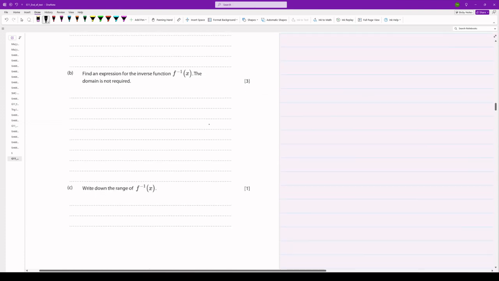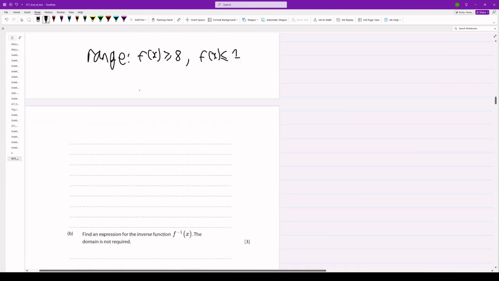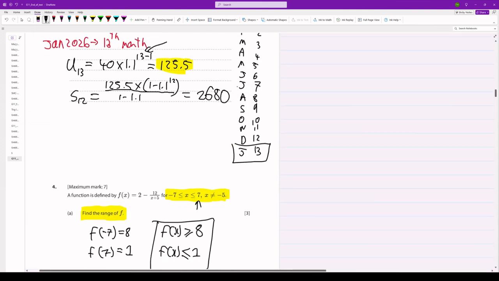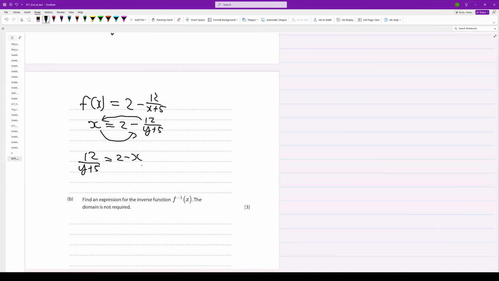Okay, find an expression for the inverse function, f minus 1. The domain is not required. Yay. f of x is equal to 2 minus 12 over x plus 5. Don't quite trust my memory. Minus 12 over x plus 5. Yep. So the trick here is to make this an x, to make the original x a y, and now we're going to rearrange it. So I'm going to move this all the way over there, and this over there. So 12 over y plus 5 is equal to 2 take away x.